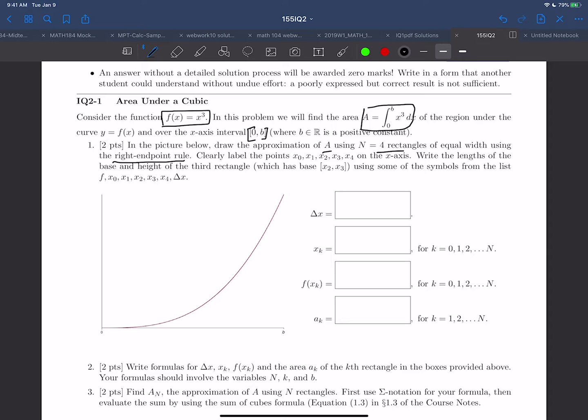In this case, you have to write the lengths of the base and the height of the third rectangle, which has the base x2 and x3. This is how you start this problem. But if I construct an easier version of this, so that I don't deprive SFU students from actually attempting the problem, I'll do the same problem but with a number for B. So we're going to use B as 4, just for the sake of it.